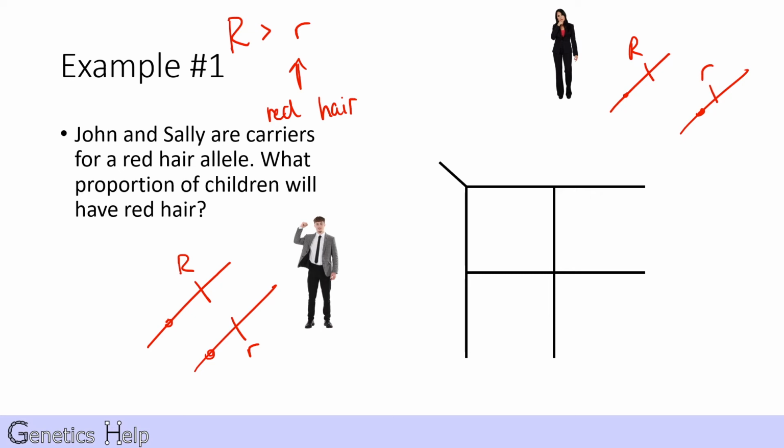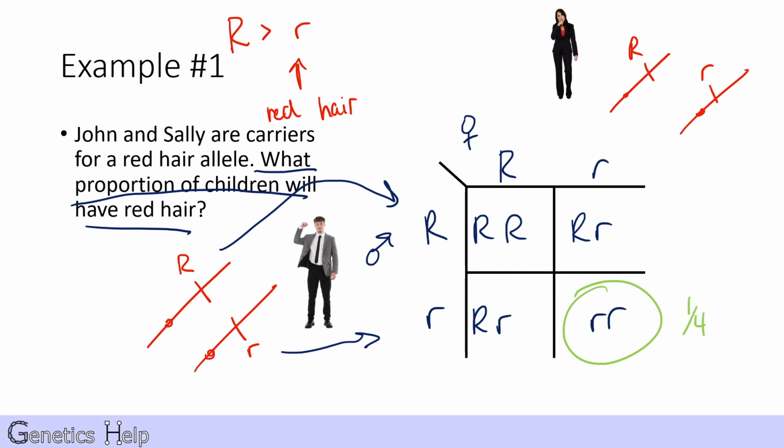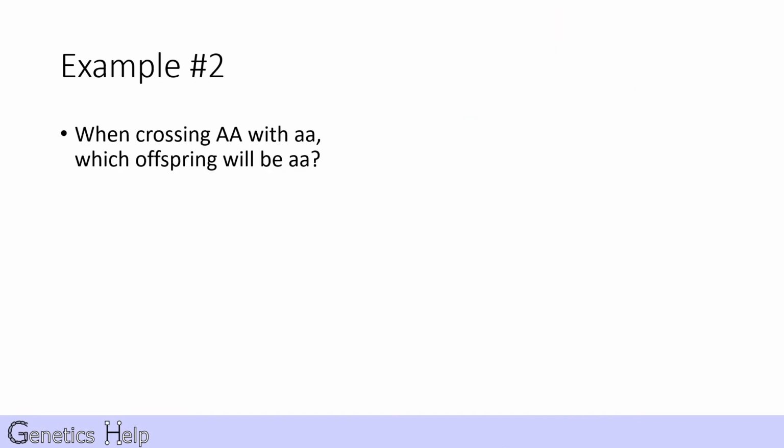Now we will put these into the Punnett square. We'll have John on the left and Sally on the top. We'll have big R, little r, big R, little r. Now we can fill in our Punnett square. What proportion of children will have red hair? Well, there's only one option where we will be homozygous recessive, and that is 1/4, little r, little r. So 0.25 of children have red hair. Okay, that's making sense. Seems simple. Let's do another question.